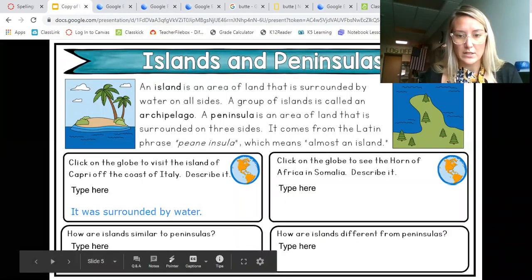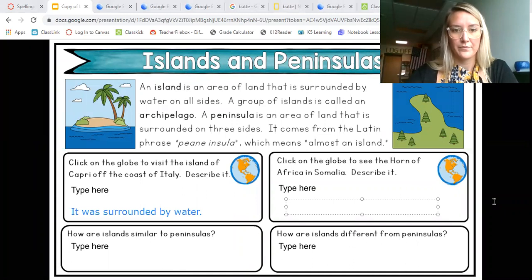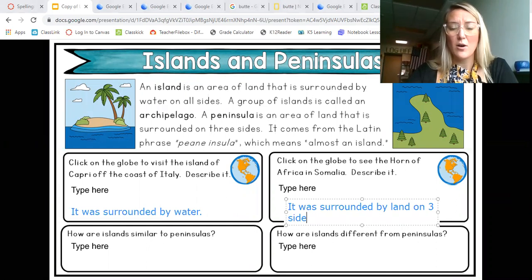So we are going to write down what we saw. So it was surrounded by water on 3 sides. All but one side was surrounded by water.